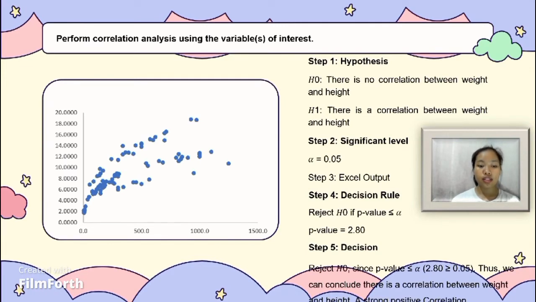Step 1 is hypothesis. Step 2 is significance level. Step 3 is Excel output. Step 4 is decision rule. And lastly, step 5 is decision. So we reject H null because 2.8 is more than 0.05. Thus, we can conclude there is a correlation between weight and height. It's a strong positive correlation.